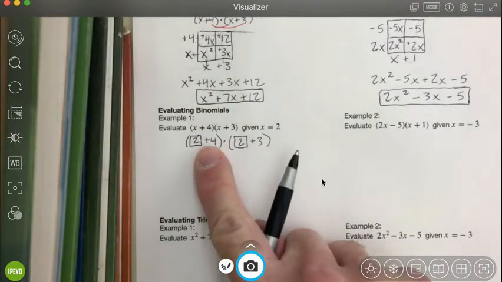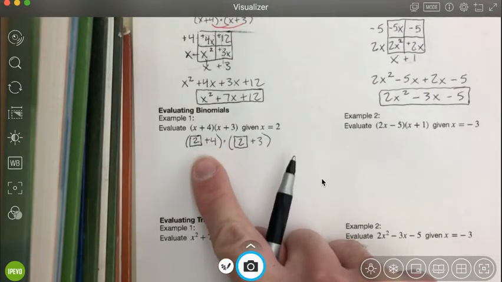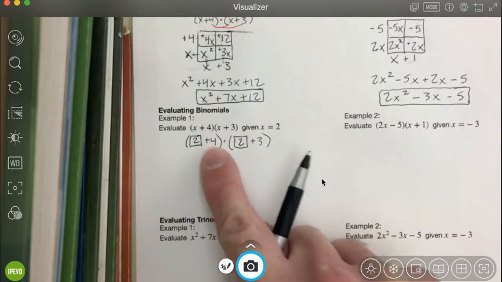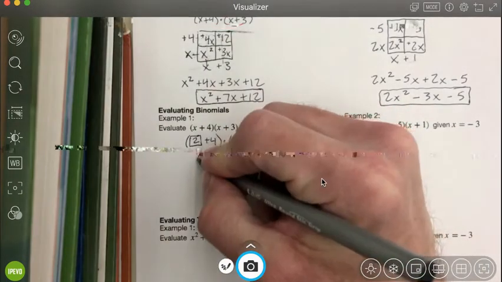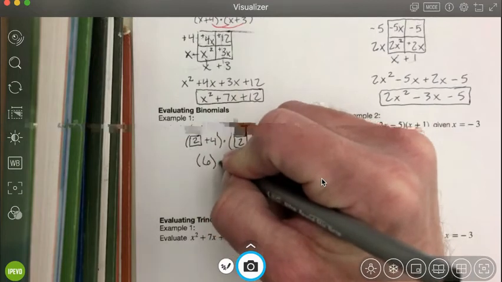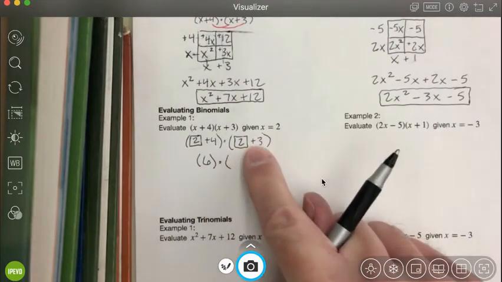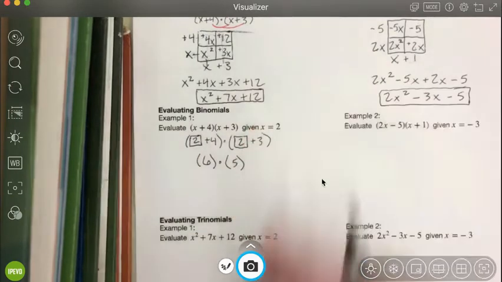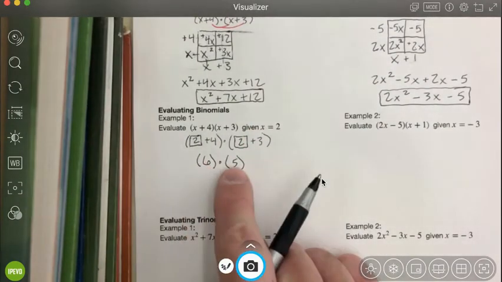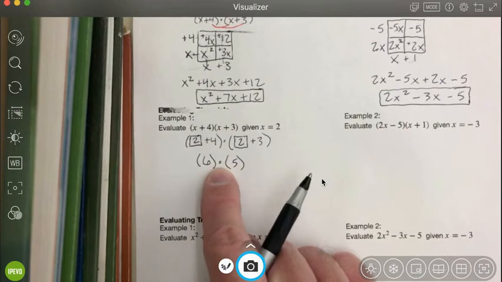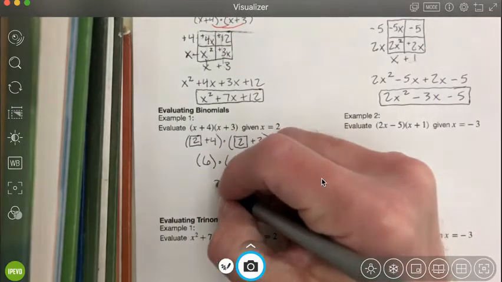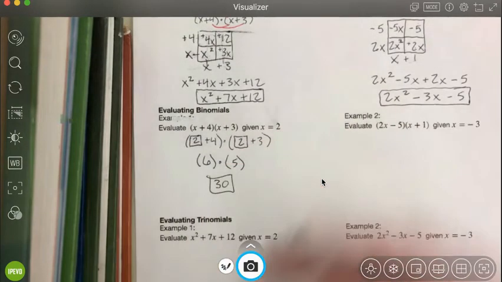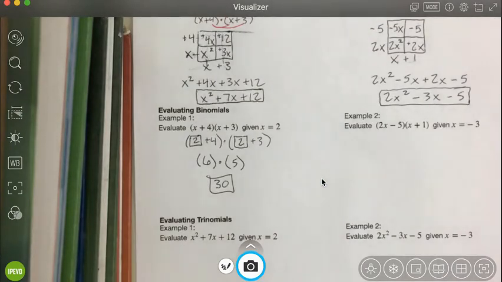Now in this parenthesis, so remember parentheses are the first thing we attempt to simplify, I have 2 plus 4, which is 6. In here I have 2 plus 3, which is 5. Now I've simplified things in both my parentheses. Now I'm ready to multiply them. 6 times 5 is 30. And that's it. We've evaluated.